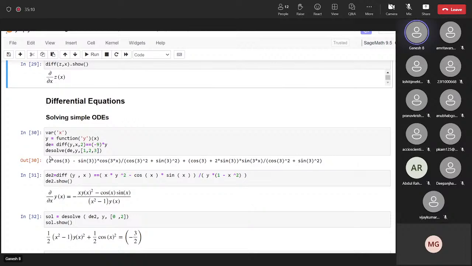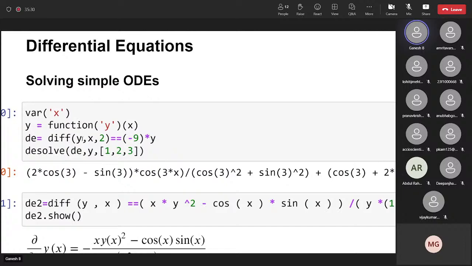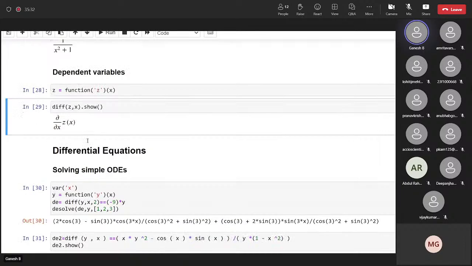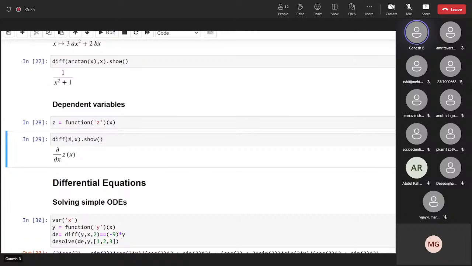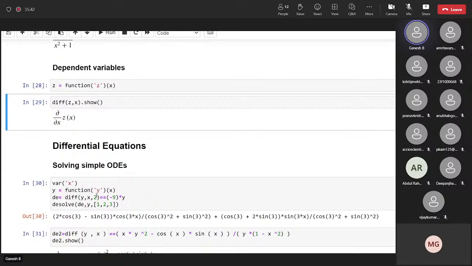Yeah, so what I've done here is I declared x to be an independent variable, y to be a function of that independent variable, and I defined the differential equation d to be the derivative, diff of y comma x comma 2. What does this mean? This 2 says that I'm taking the derivative twice. When I pass no arguments, it is implicit that I'm taking the derivative once. If I pass the third argument, it means that I'm taking the derivative n times.